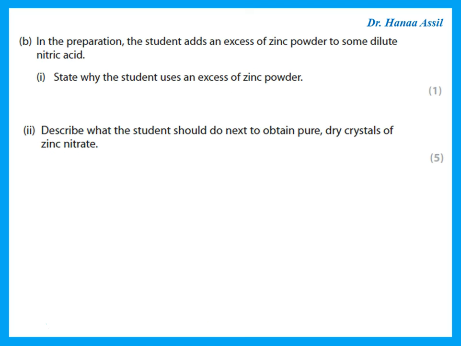In the preparation, the student adds an excess of zinc powder to some dilute nitric acid. So he's starting to prepare zinc nitrate. The first thing he did was add excess of the metal to some dilute nitric acid. Why do we use excess? Of course, this is the neutralization method of preparing salts. We use excess of the zinc to make sure that all acid reacts. Then describe what the student should do next to obtain pure dry crystals of zinc nitrate.